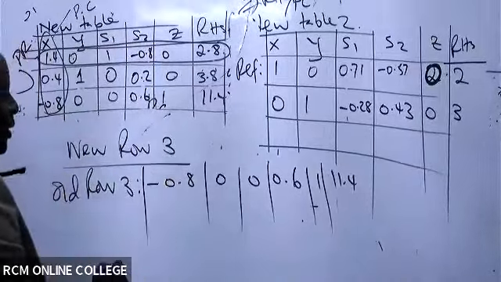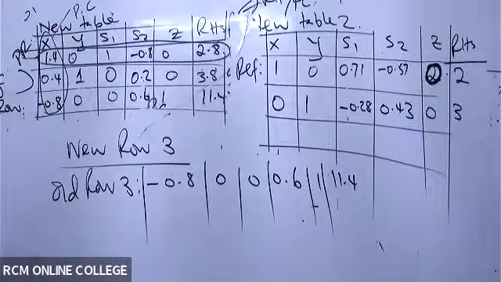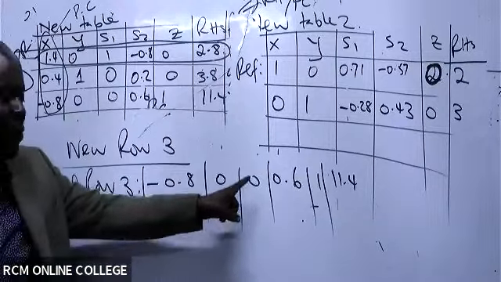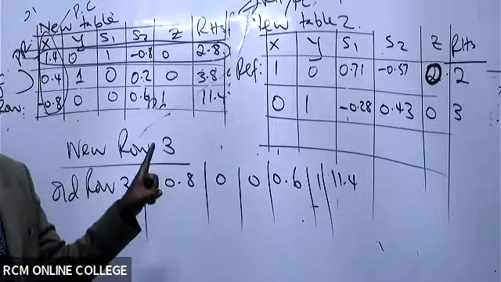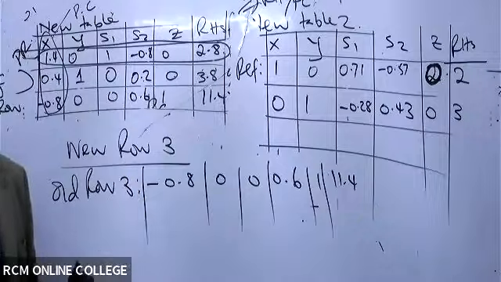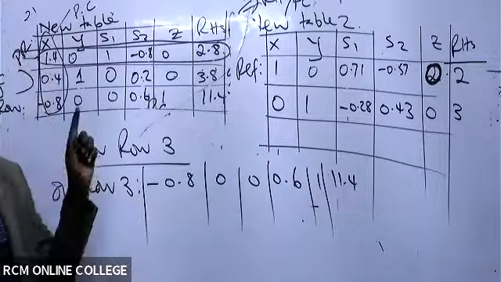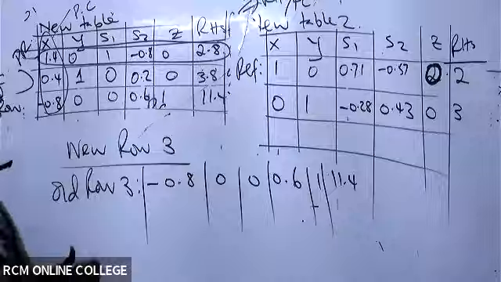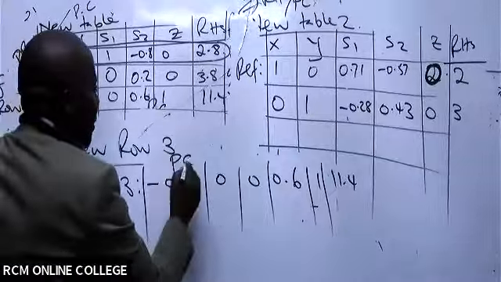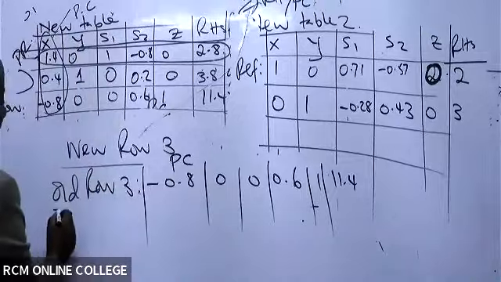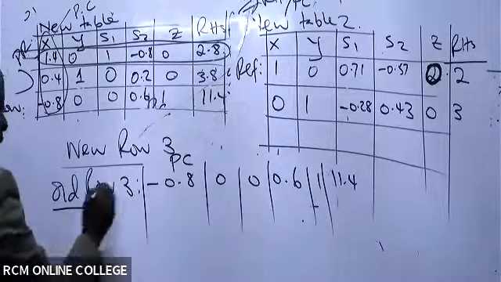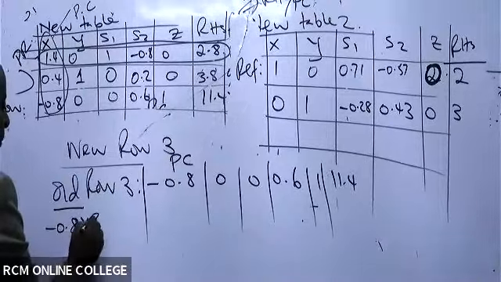Are you able to tell me, ladies and gentlemen, amongst all these numbers, which number do we have under PC? Which number is the PC number? Thank you so much, Wambua. It is this one here, PC. So you'll say minus this PC number, which is 0.8, times the reference.